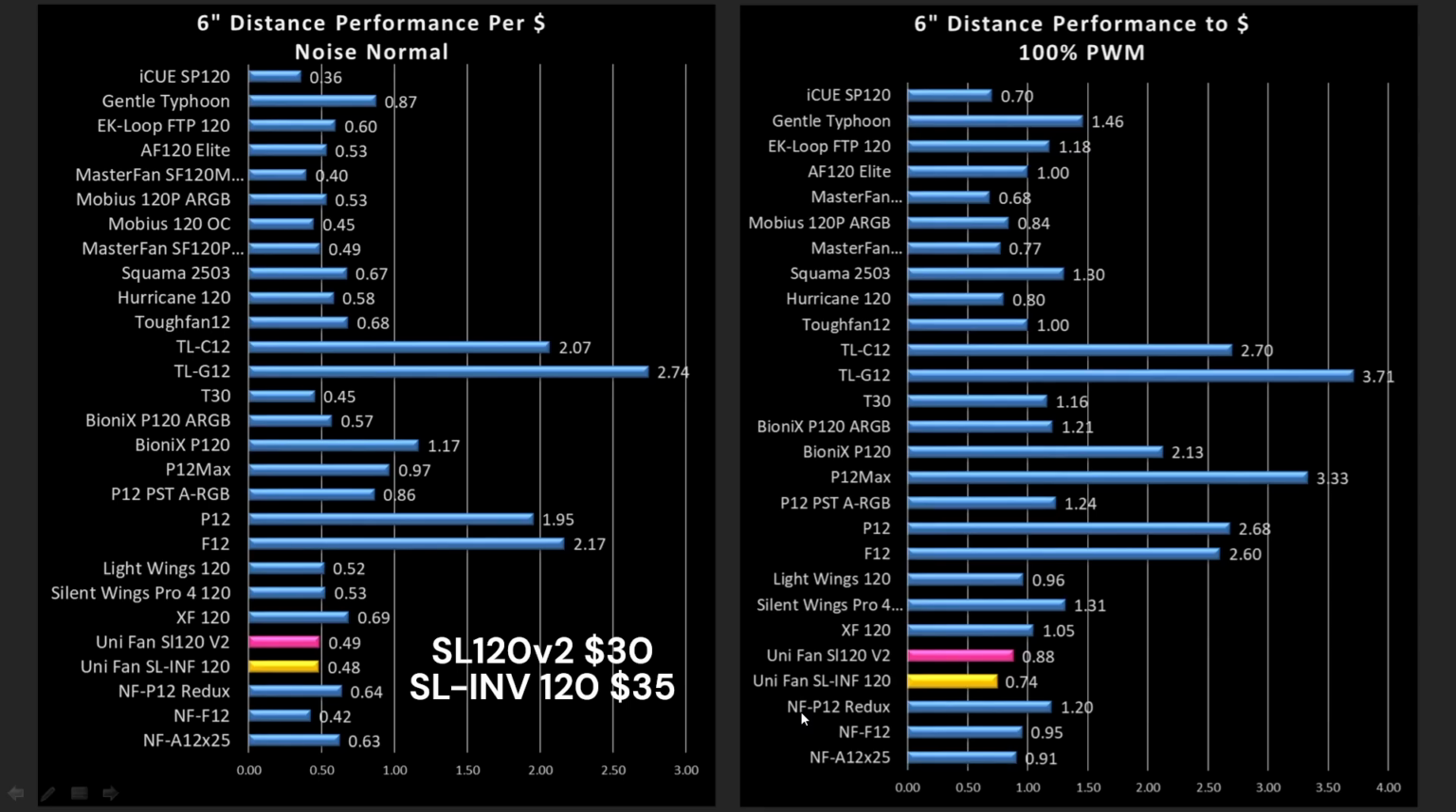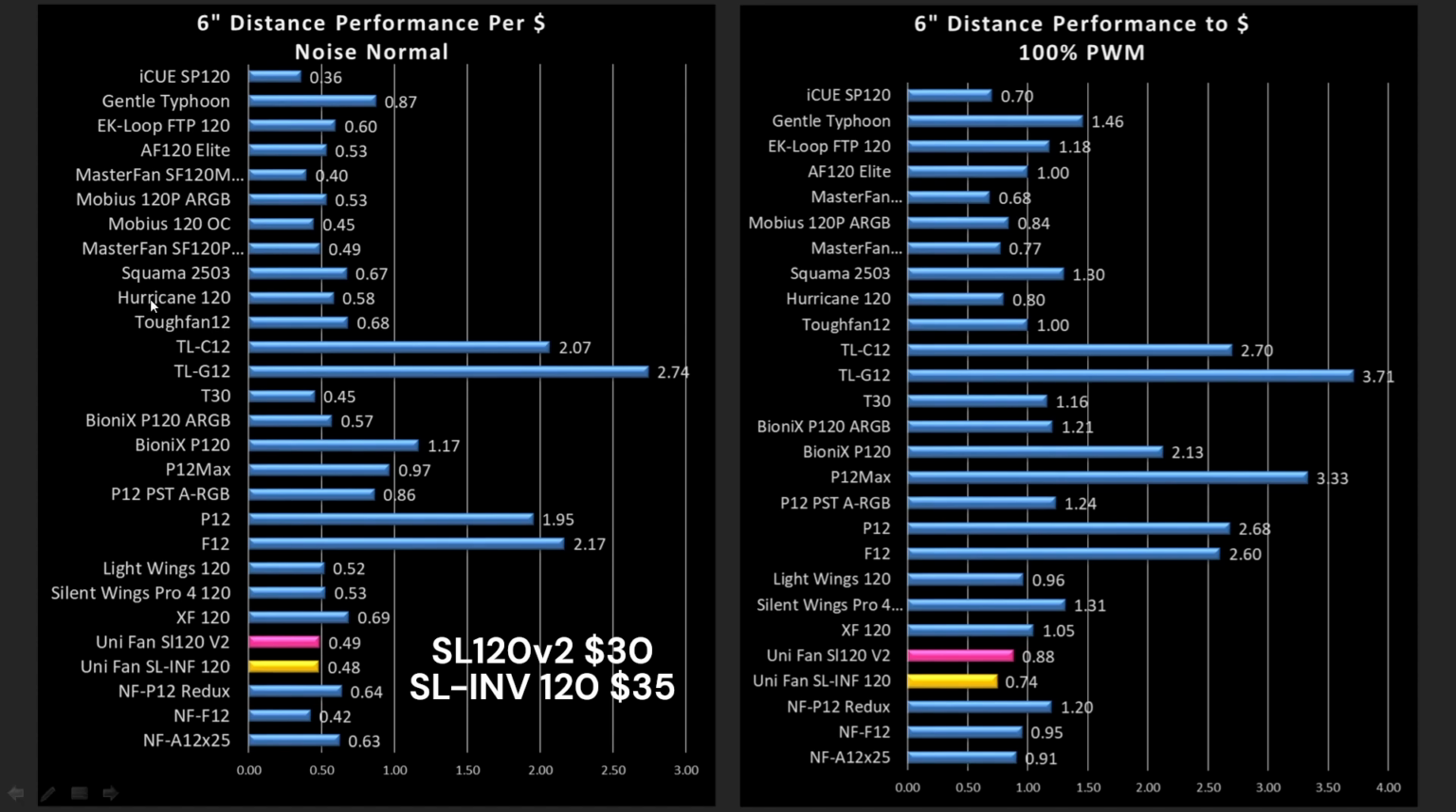All right, so how much does this fan cost? Well, the SL120 V2 is a $30 fan. The SL Infinity is a $35 fan, and this is standard retail pricing as near as I could find it off Amazon. So that's how all the fans are related to one another, with their standard retail pricing. So on all the graphs, the left side is always going to be noise normalized. The right side is always going to be 100% PWM fan signaling, and value proposition is just real simple math. It's airspeed, or CFM, divided by money, the amount of US dollars it costs.